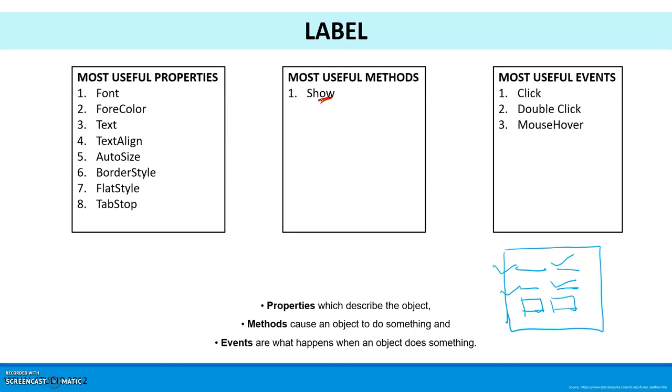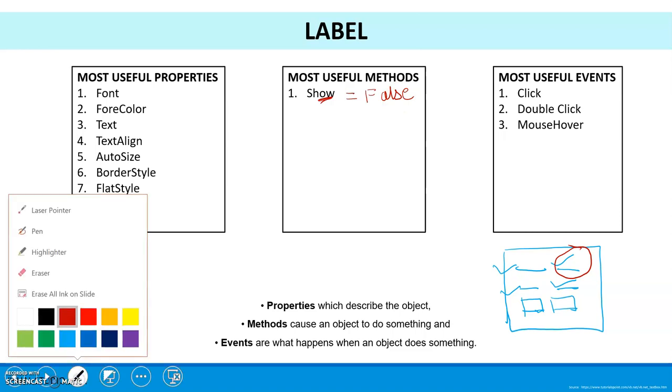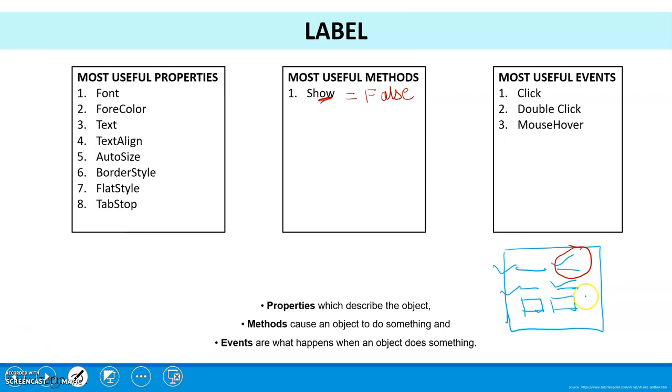Suppose after triggering some event, I want to hide this label. I don't want to display it. It means show should be equal to false. And suppose some label is hidden at design time, but you want to display it at runtime. In that case, you can use this method. So show is basically just to hide and unhide the label.